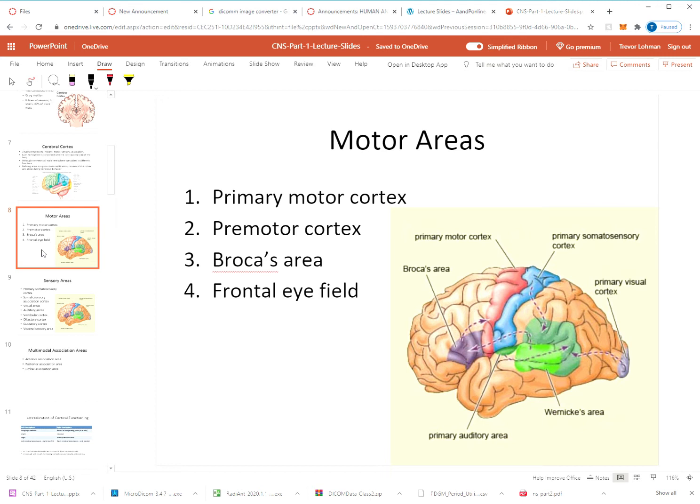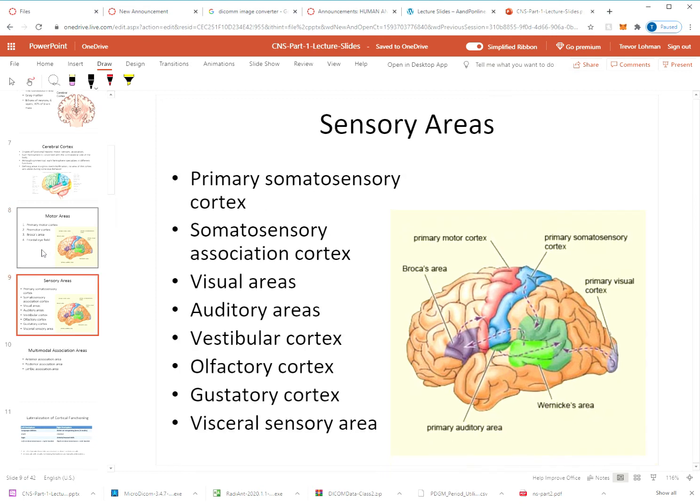Then we have the frontal eye field. Frontal eye field is, again, just like primary motor cortex or Broca's area, but it innervates or coordinates and moves the muscles of your eye. So it allows you to look around. Okay, all right. So now let's go to our sensory areas.